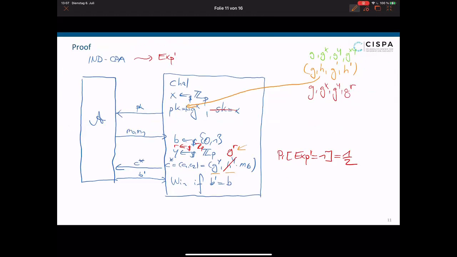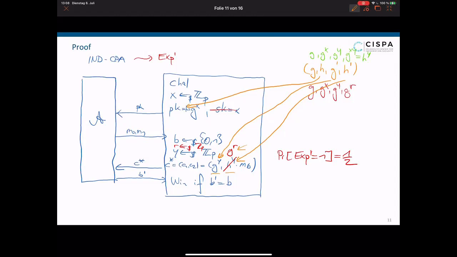G prime, I can always write as some G to the Y. After all, it's a cyclic group, right? So whenever I'm using G prime, which I'm only using here, I'm taking this group element. And finally, H prime is either G to the XY. G to the XY is the same as H to the Y, right? Because H is G to the X. This I'm using as this group element here. So in the red case, it's G to the R. In the green case, it's just H to the Y.